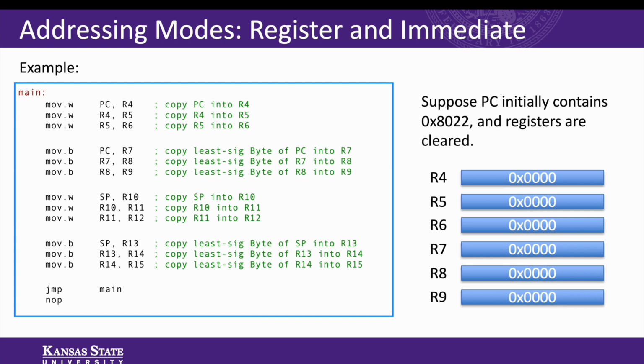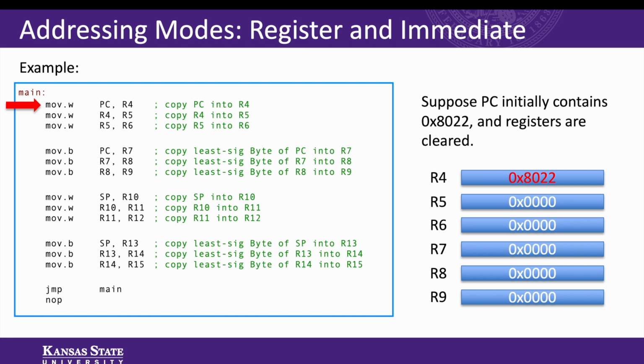So with that in mind, let's suppose that the general purpose registers are cleared, and that the program counter initially contains some value, and just for sake of argument, we're going to say that it contains the value 8022 in hexadecimal. Now, we're eyeing that first move instruction, and that's going to move the word, or all 16 bits, 2 bytes, of the program counter's data, which is currently 8022, into register R4. That's it. Very simple.